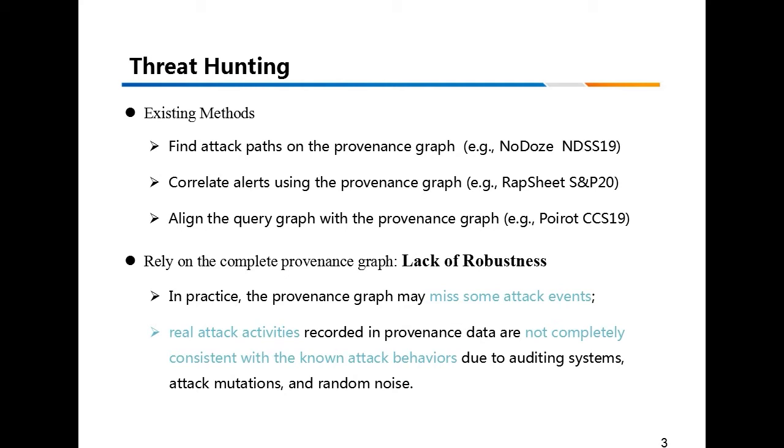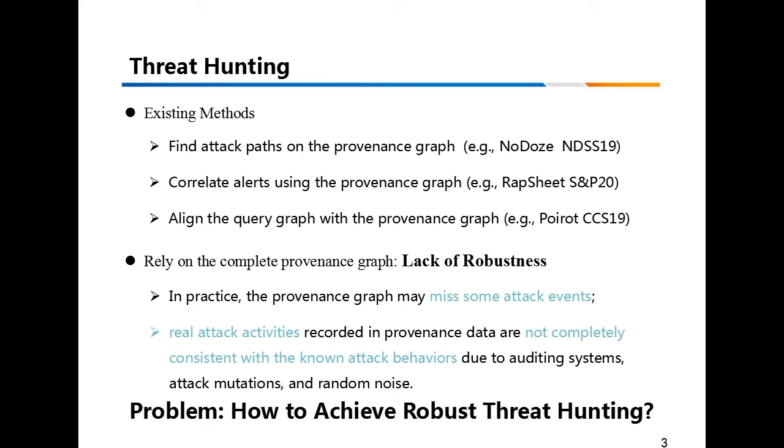In practice, the provenance graph may miss some attack events, and real attack activities recorded in the provenance data are not completely consistent with the known attack behaviors due to auditing systems, attack mutations, and random noise. So the problem that our paper tried to solve is how to achieve robust threat hunting.